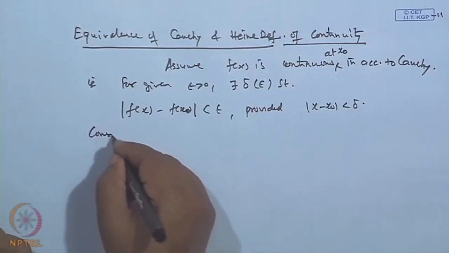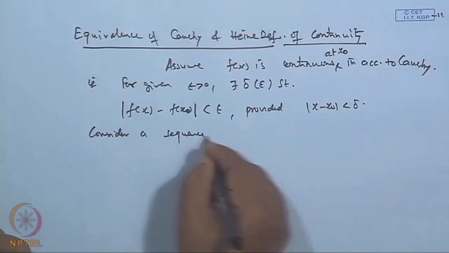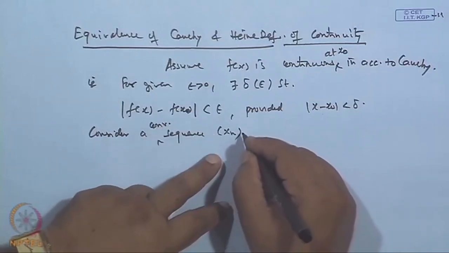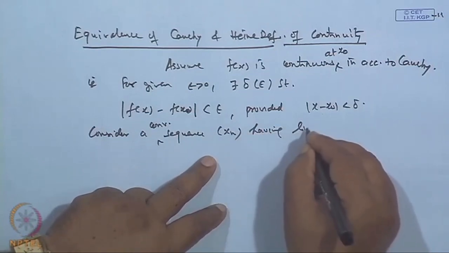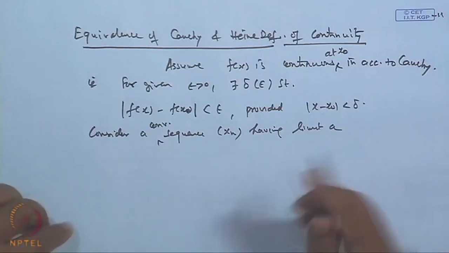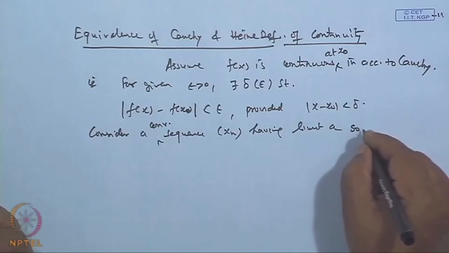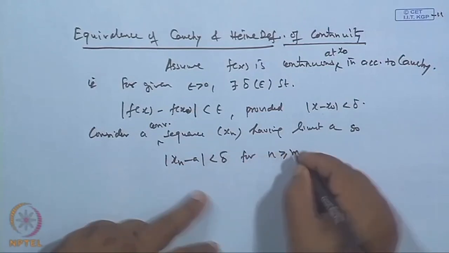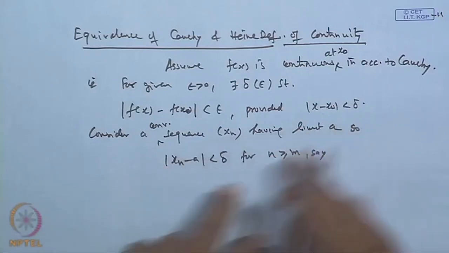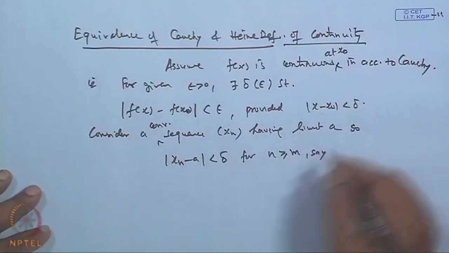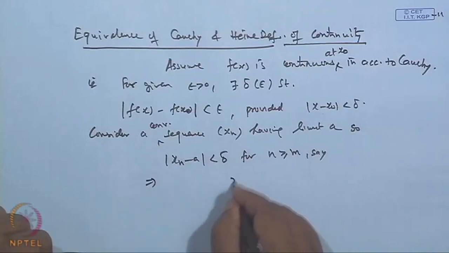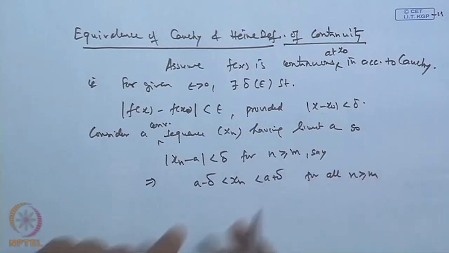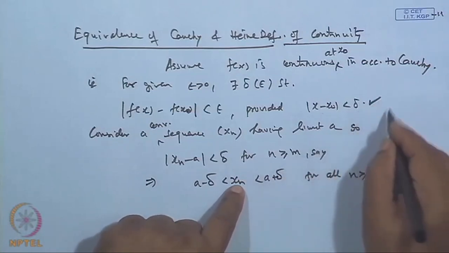Now let us consider a convergent sequence xn having the limit a, meaning the sequence xn converges to a. So by definition, modulus of xn minus a is less than say delta for all n greater than or equal to say capital M, because the limit of xn is a, so xn minus a will remain less than delta after a certain stage. This implies that xn lies between a minus delta and a plus delta for all n greater than or equal to M.